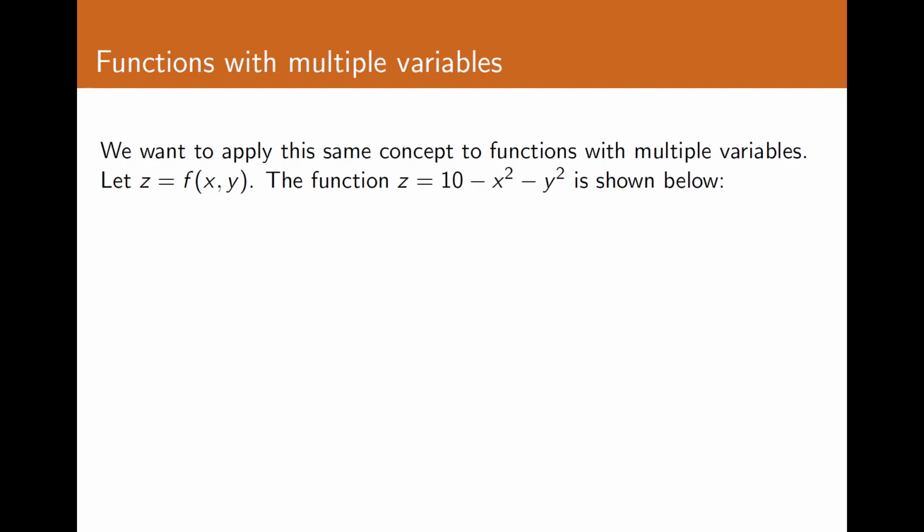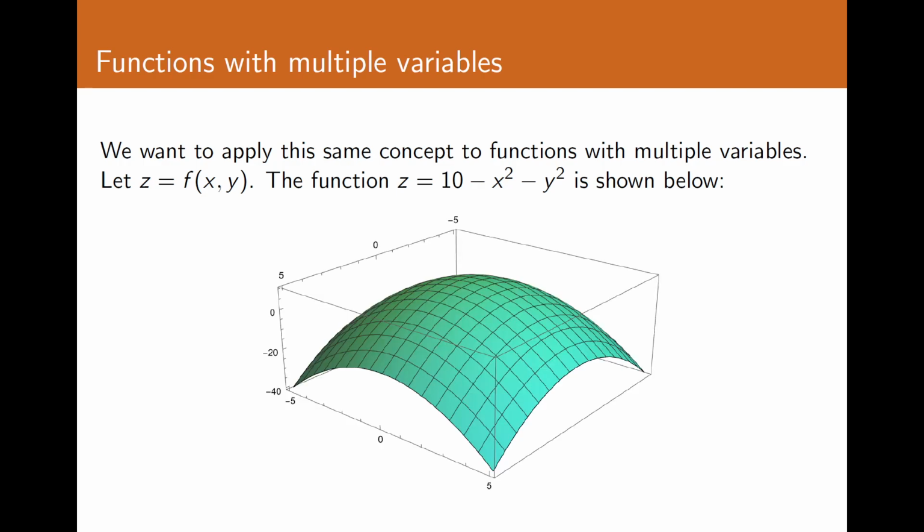So now what we want to do is apply this same concept to functions with more than one variable. So let's start with just saying we have a function z equals f of x, y, so just a function of two variables. And for illustrating this, we'll consider the function z is equal to 10 minus x squared minus y squared. So this is our surface we're looking at.